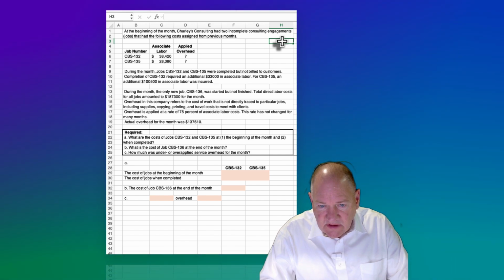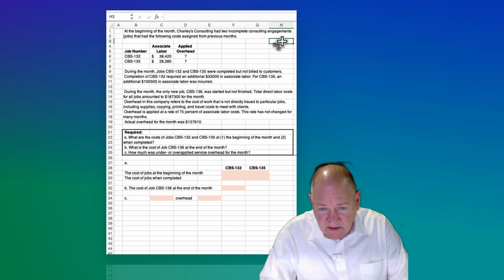At Charlie's Consulting, they have two different types of costs. They've got labor cost provided by their consulting associates, and they have overhead cost. For job 132 at the beginning of the month, they had $38,420 in labor cost associated. In 135, they had $28,380.